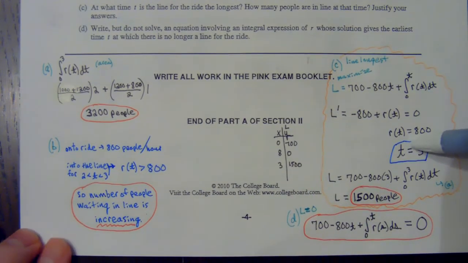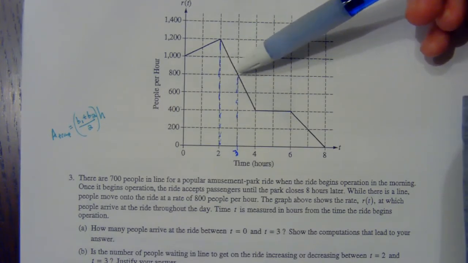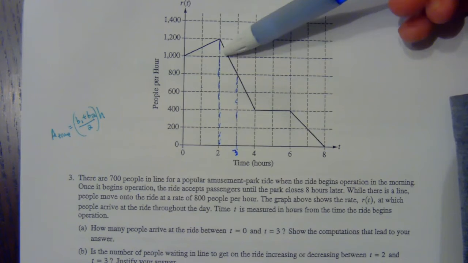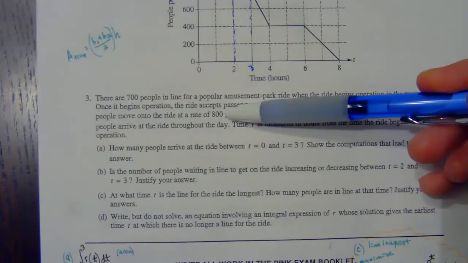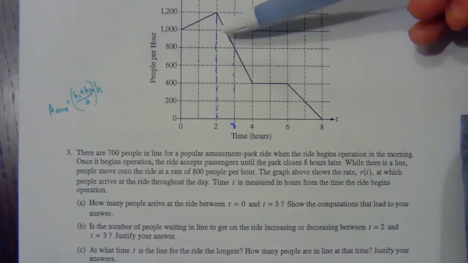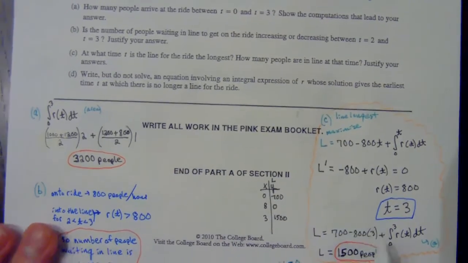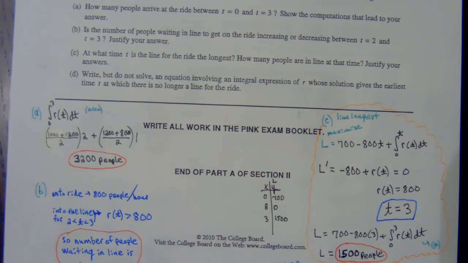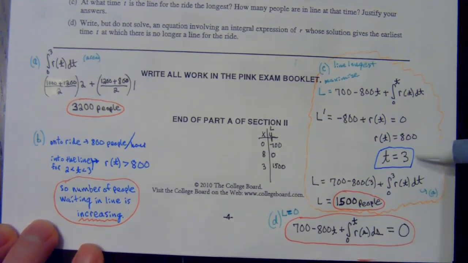Another reason you can get that 3 is we said between 2 and 3, the getting-in-line rate was higher than the entering-the-ride rate, so the line was increasing. And then on the other side, it's all below the 800 rate of people getting on the ride, so it switches to decreasing. If your total line function changed from increasing to decreasing at t equals 3, then that's going to be a maximum right there. But if that equation made sense, where I just took the derivative, set it equal to 0, and looked at the graph, that's what you need there. You need t equals 3, and we need the 1,500 people.